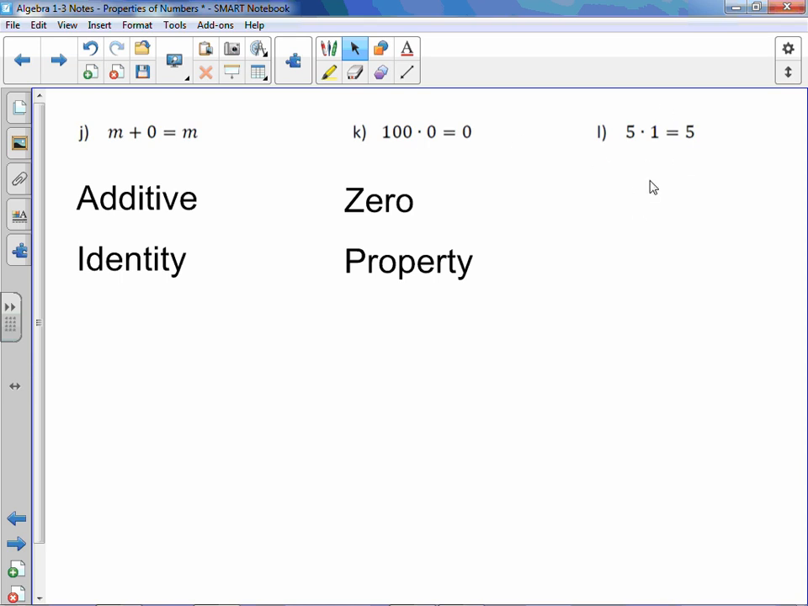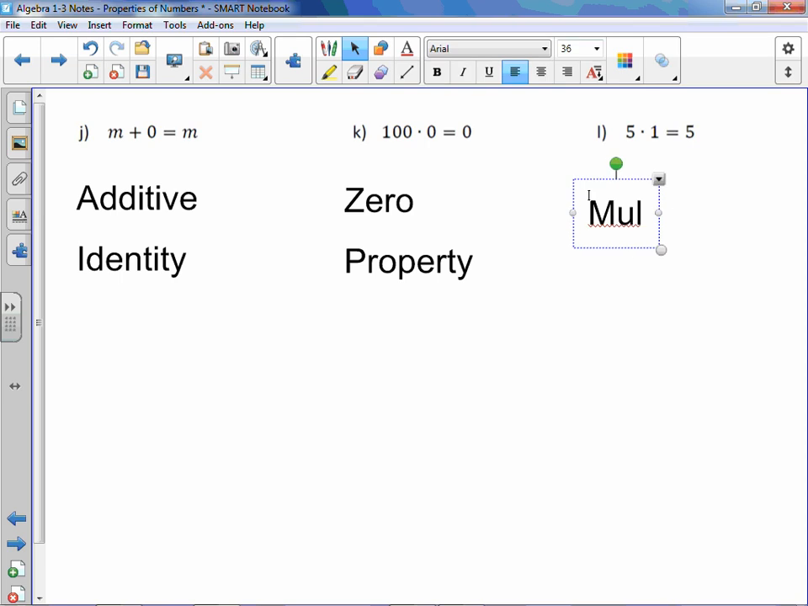Letter L, 5 times 1 is 5. This is an identity property because you get the same thing back in return. And it is multiplication. So it's the multiplicative identity.